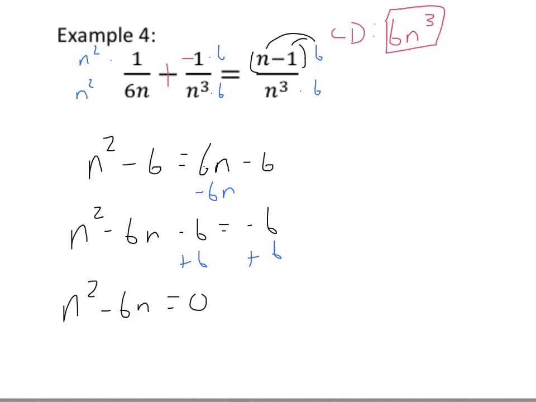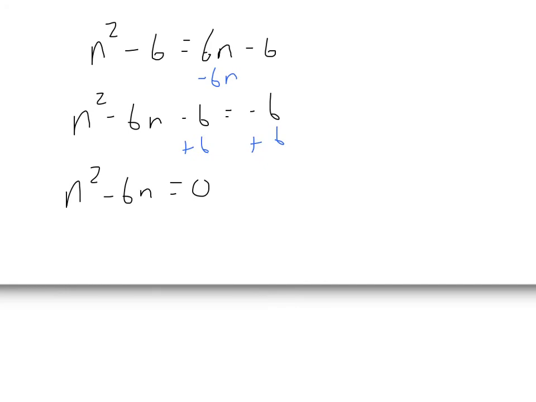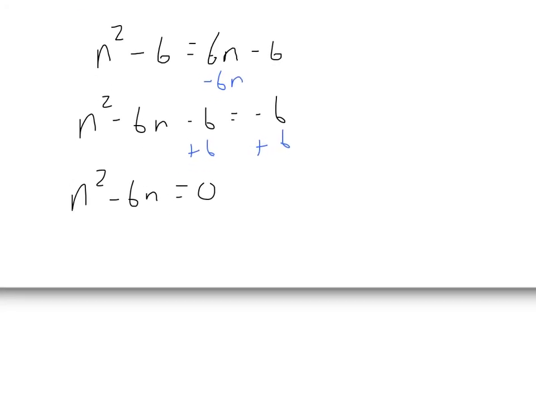Now, it not being a trinomial and just a binomial allows me to look at it and say, is it a difference of two squares? It is not. Do they have anything in common? They do. Since they have something in common, which is an n, I'll factor that n out. And I'm left with n minus 6.